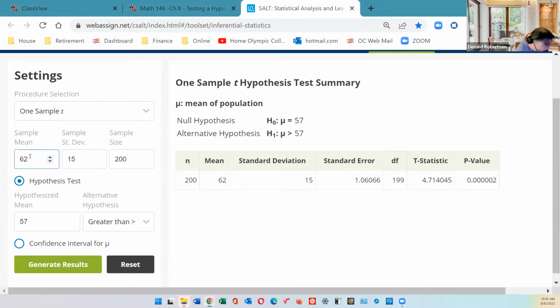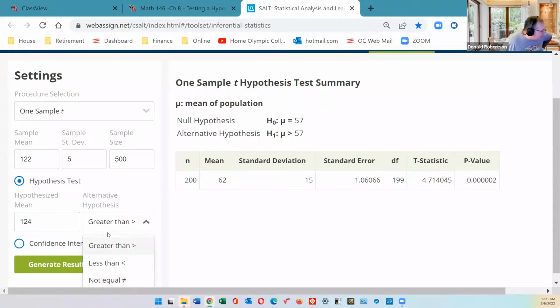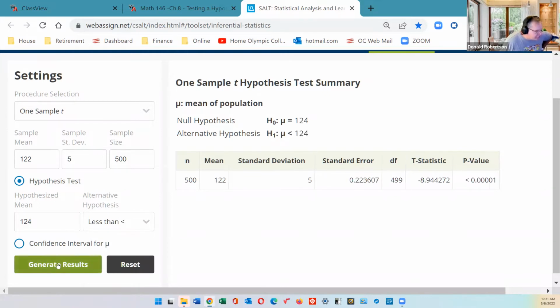So in this case, the mean of the people was a little bit less. It was 122. Standard deviation was 5, but there was a huge number of people in that sample. So that's helping it, and that's hindering it, right? Which one's going to win? Now, this number here is the null, which is 124, and we're trying to prove that it's less than. So watch this guy over here. Generate results. Wow.